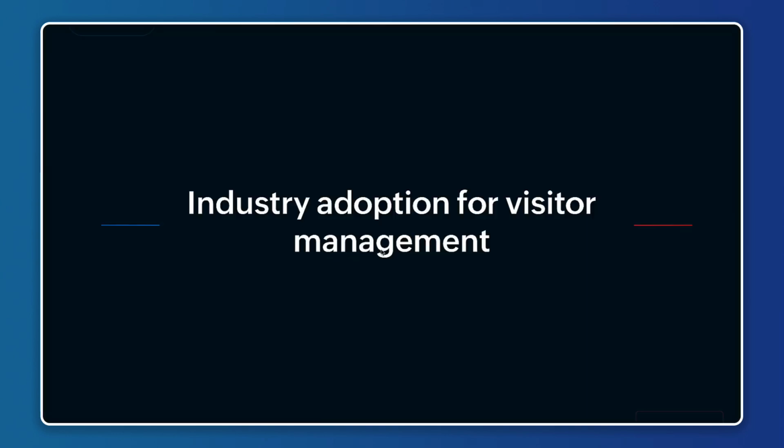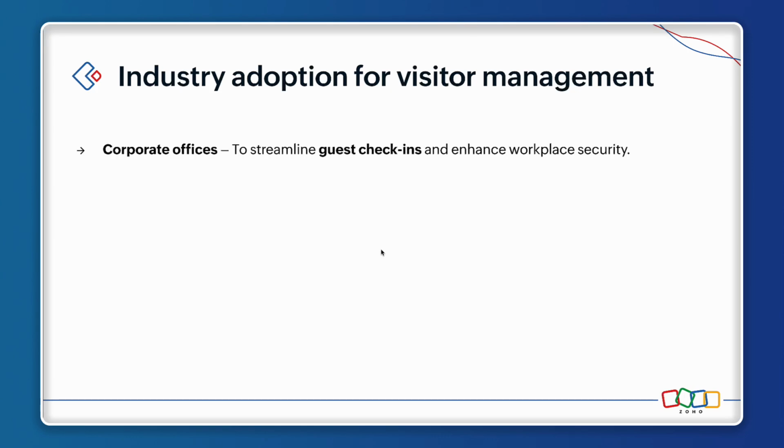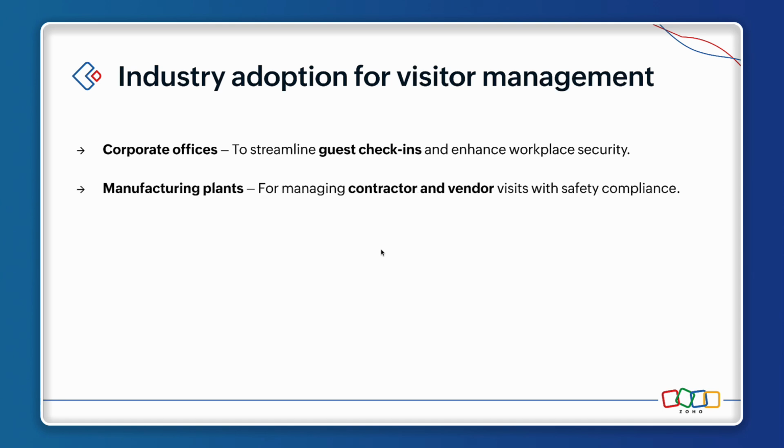Now, let's look at the industrial adoption for visitor management. Take a corporate office. Assume that there is an interview taking place. There might be a lot of candidates coming in for the interview, and there are chances that clients or partners would come into the premises for a meeting, right? If you want to streamline these guests or visitors checking in and enhance the workplace security, then you can go for the smart visitor management. So these are the other industries which would adopt the visitor management system.